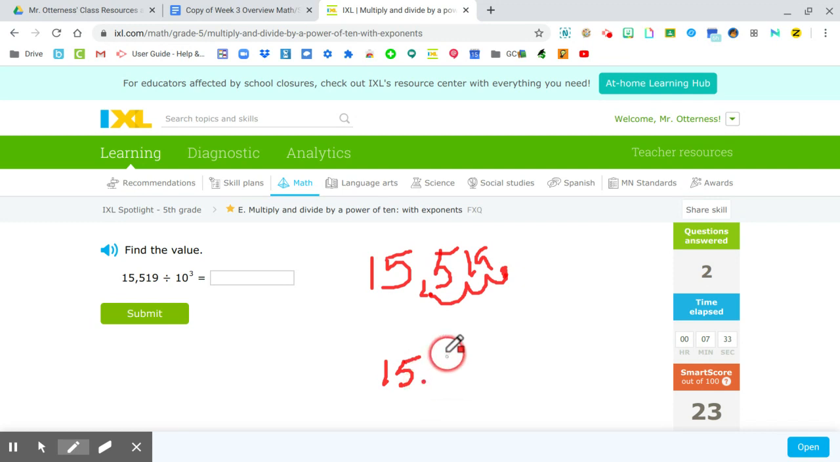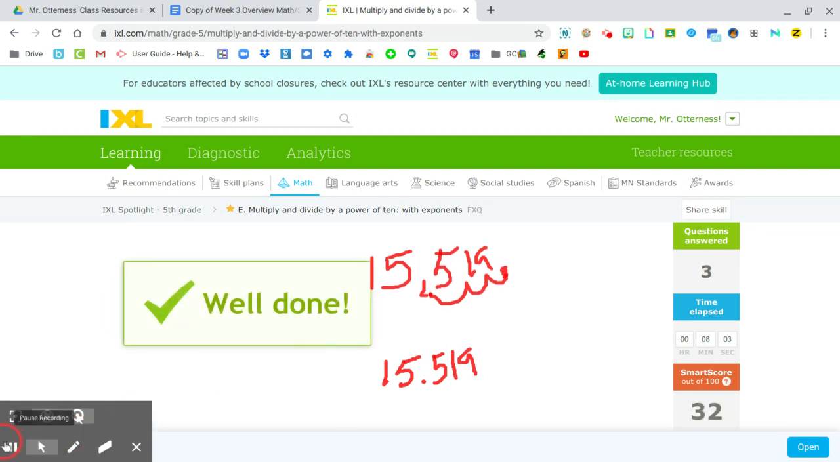$15 and almost 52 cents, because we've got 51 hundredths and then 9 thousandths, right? We're 1/1000th away from being 52 hundredths. But there you go. 15 and 519 thousandths.